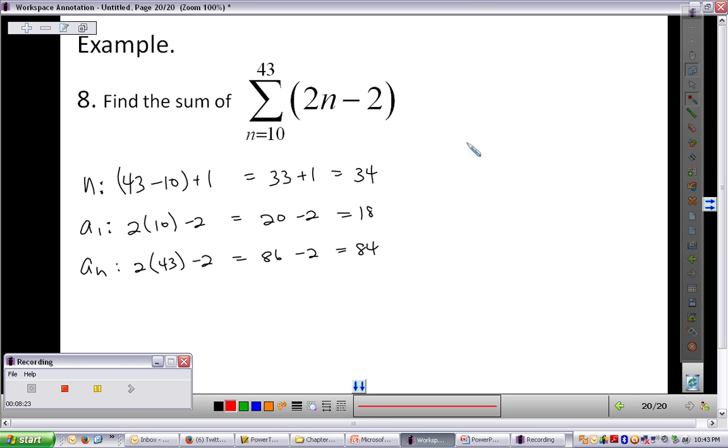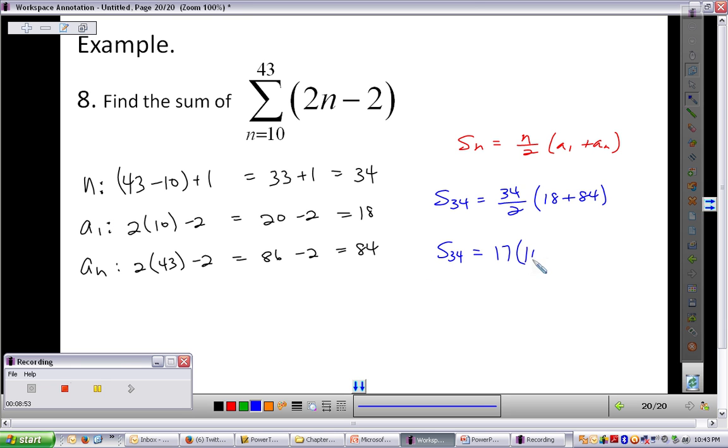Plug them all into our formula one last time. S sub n equals n divided by 2, all times a sub 1 plus a sub n. We just found out n was 34. So S sub 34 equals 34 divided by 2, all times a sub 1, 18, plus a sub n, 84. 34 divided by 2 is 17. S sub 34 equals 17 times 102, since 18 plus 84 is 102. 17 times 102 ends up being 1734.